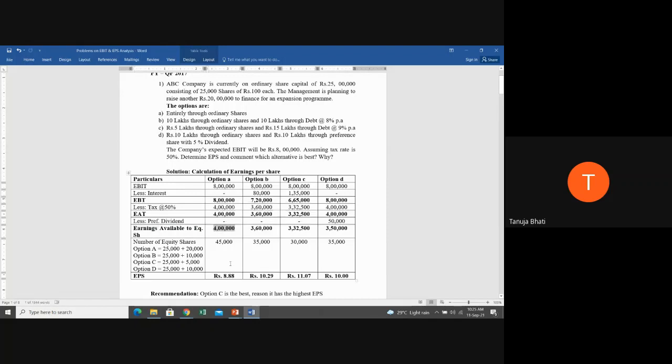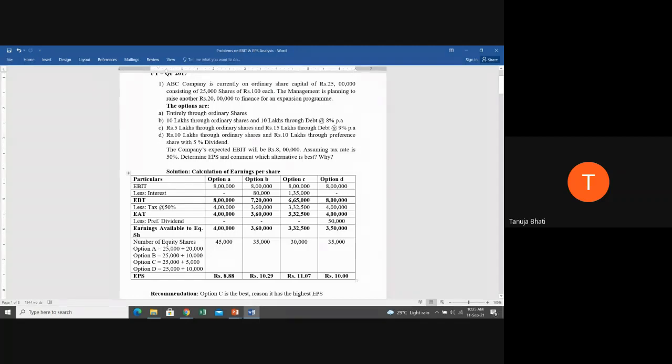Now how do we calculate earnings per share? That is, we have to calculate the number of equity shares. Students, we know already the number of equity shares is 25,000, that is old, plus additionally you are raising 20 lakhs of rupees 100 each. So how many shares will be there? If 20 lakhs is the amount that you're going to raise and per share value is rupees 100, then what is the number of shares to be issued? It is 20,000. How did you get that? Rupees 20 lakhs divided by rupees 100.